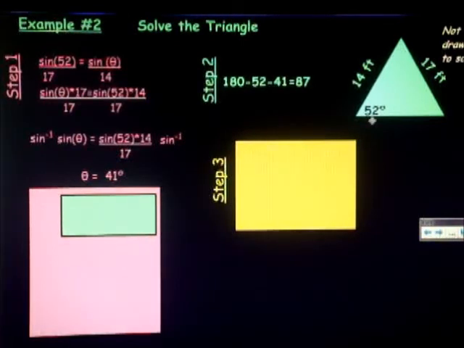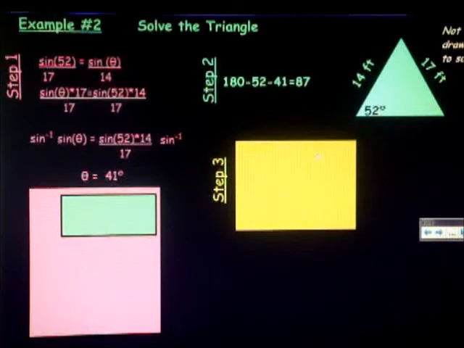Now let's pause for a minute and make sense of what we have. These two sides are pretty close numerically, so the angles should be pretty close numerically, and 52 and 41 aren't very far apart. 87 degrees is a lot bigger than 52 and 41, so we know when we find our next side it should be considerably larger than 14 and 17.